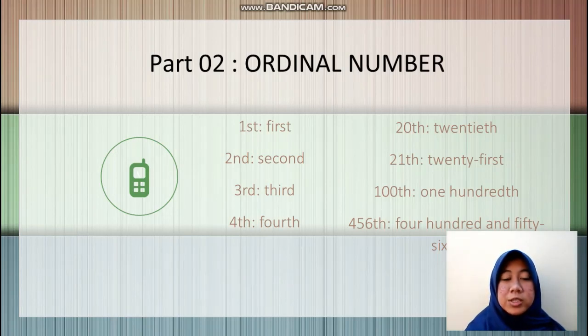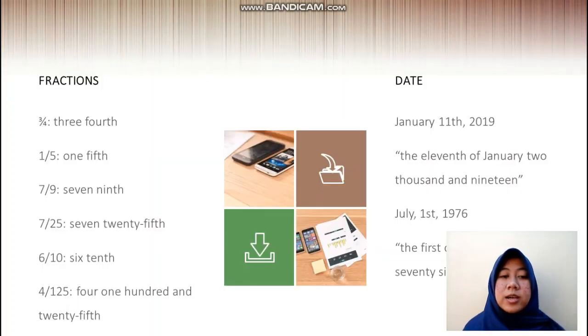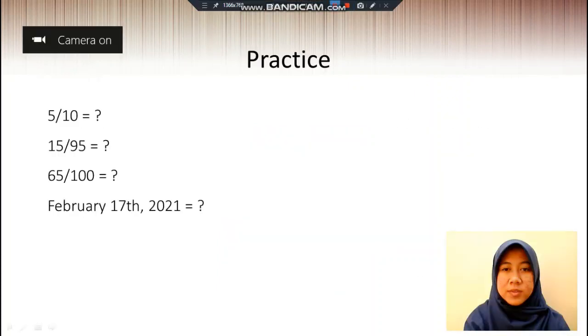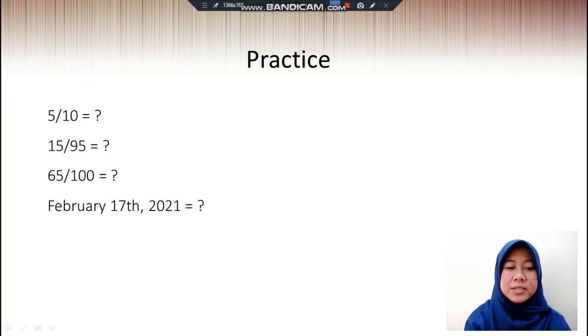Okay, in part 2 there are ordinal numbers, where the examples are first, second, third, fourth, 20th, 21st, 100th, 400th, and 56th. And the next is fractions. The examples are 3/4, 1/5, 7/25, 6/10. And the next is dates. There is the 11th of January 2019, and the 1st of July 1976. Okay, for the last, there is a practice, and there are 4 questions.